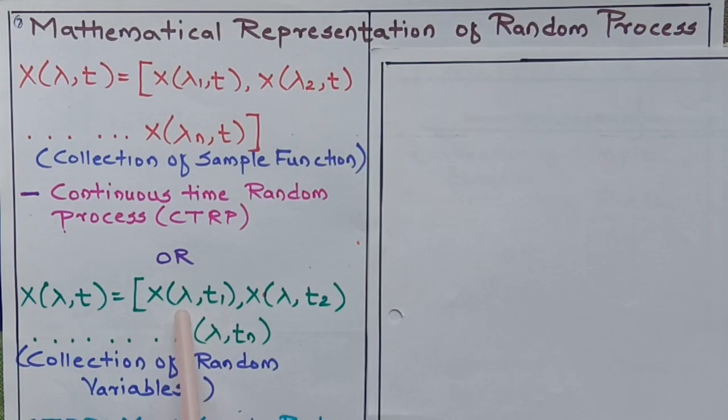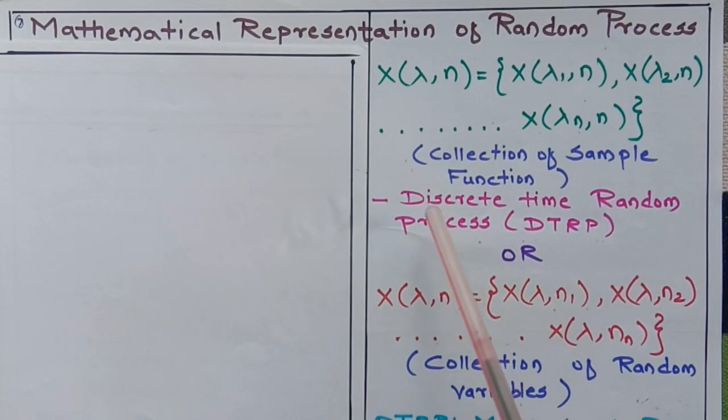So this is a random variable. Why is it a random variable? I already told you, because we are measuring the temperature at a particular instant of time. I have taken the example of temperature, so at a particular instant of time we measure it. That's why it is called a random variable. So the collection of random variables is also a what? Random process.